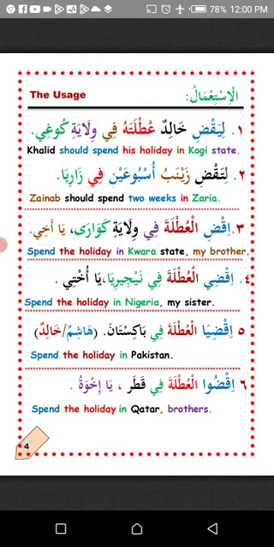Talking to Hashim and Khalid, you can use the same form of the verb to talk to Ruqayya and Zainab. Sittah, number 6. اقضوا العطلة في قطر يا إخوة. اقضوا العطلة: spend the holiday في قطر in Qatar يا إخوة, brothers. لعلك فهمت? I hope you understand. MashaAllah.